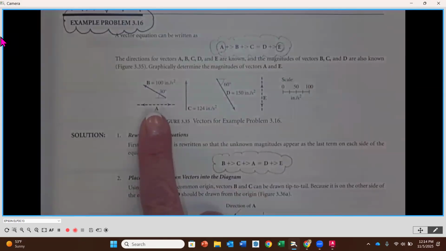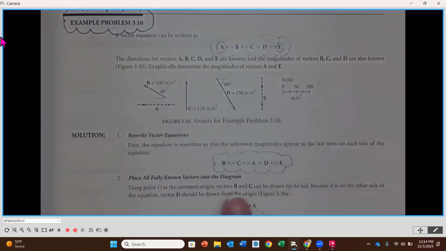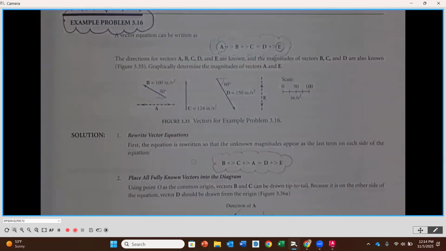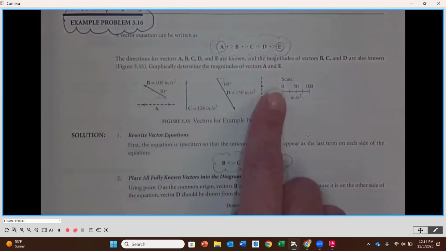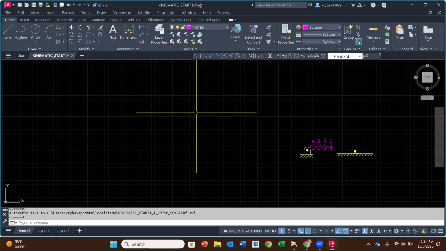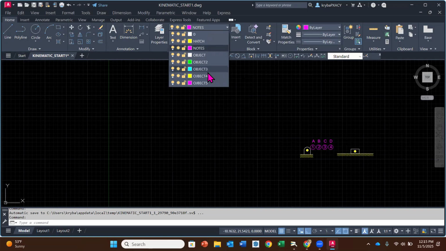So let's go ahead and in AutoCAD, go through the process of solving for the magnitude of A and for the magnitude of E, given the equation that we have right here, okay? So first things first, just like we normally do, we're going to go over to AutoCAD and draw out what we know about these five vectors. I just opened up my standard kinematic start file, just like we've been doing with our other problems in this module.